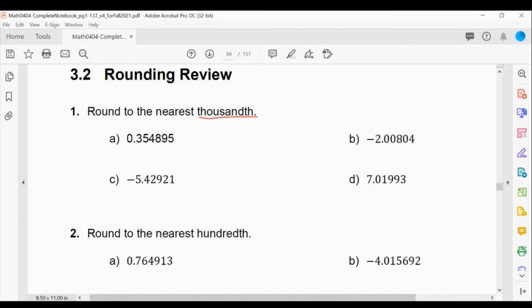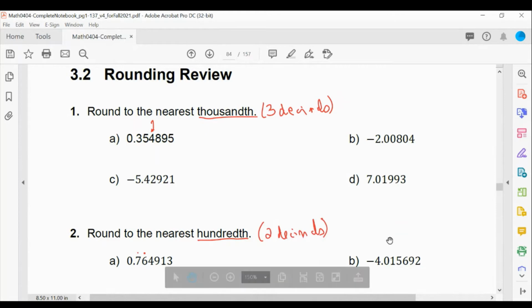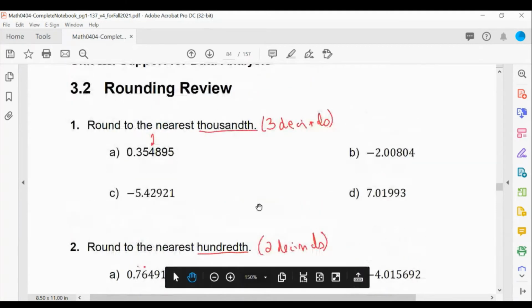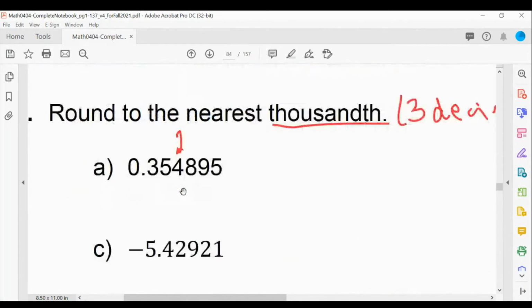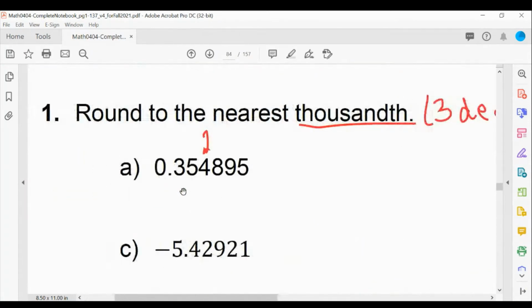So we need to know that's the third decimal place. At the end, we want 3 decimal places. So just parenthetically, if you want to put 3 decimals, so you know that's the thousands. If you want to round to the nearest hundredths, that's 2 decimal places that we want, and so forth, okay? So let me show you this way, and it's different from what you've already seen, how to round decimals to the thousands place.